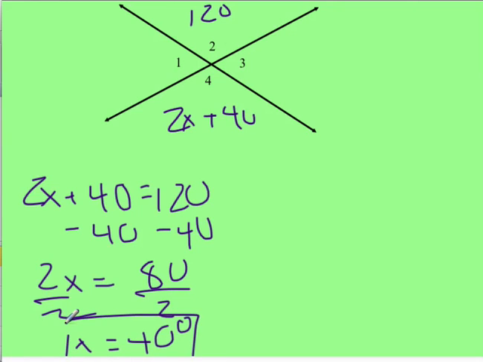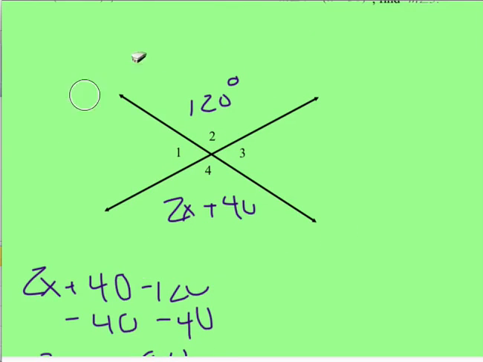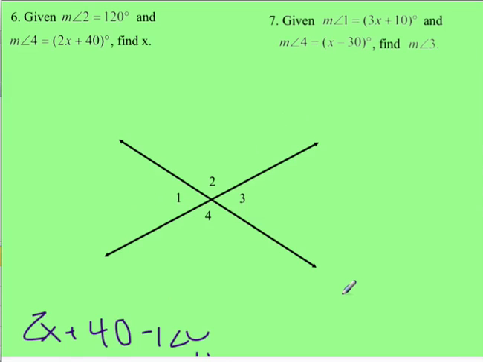So that's my answer for number 6, is that x is 40 degrees. Now let's take this off and take a look at number 7. Number 7 tells us first that the measure of angle 1 is 3x plus 10, the measure of angle 4 is x minus 30, and it wants us to find the measure of angle 3.